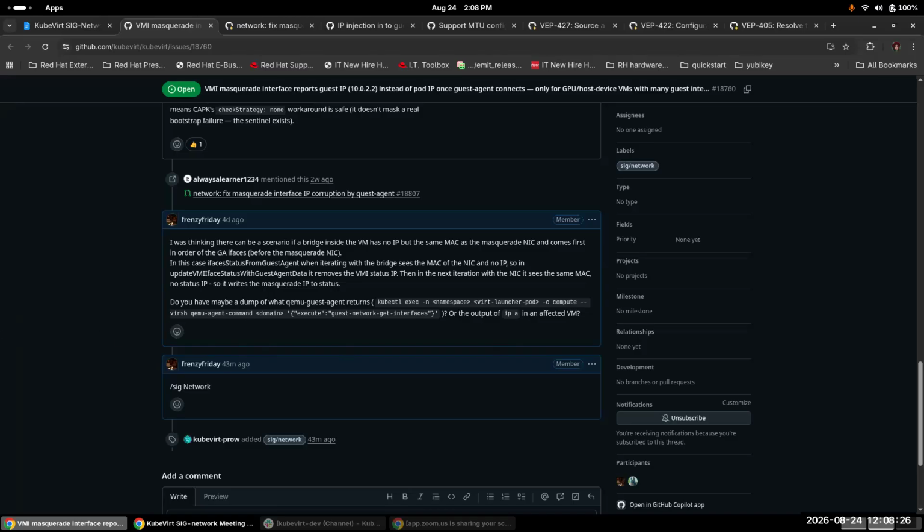Okay, I'm not really sure how. Can you explain how you reach this? Let's say that there is a duplicate MAC address. Why will it be reported as the primary?